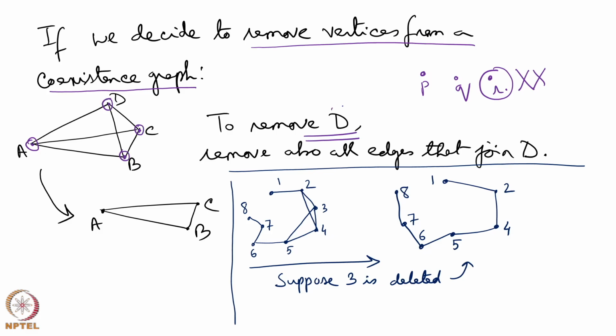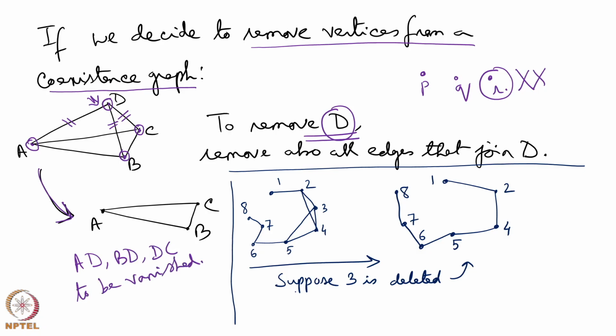Now we decide to remove D. So you can see after removal what has happened: not only D will go out, but naturally the edges that were connecting D, these three, AD, BD and DC, also have to vanish.